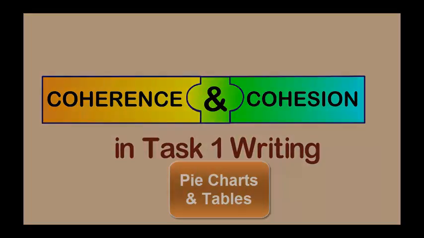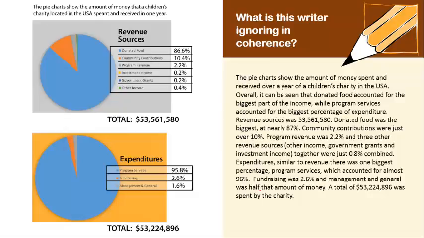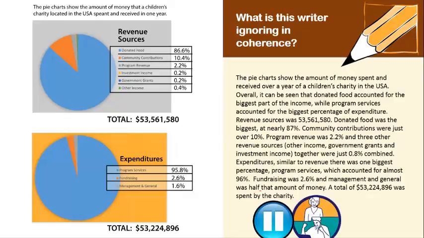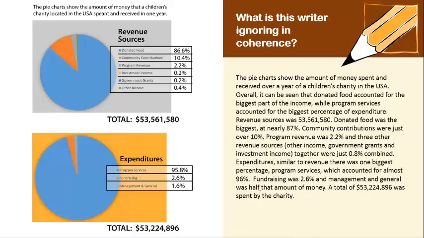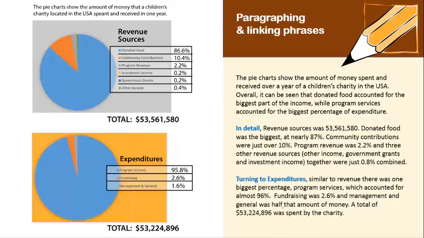Have a look at the pie chart. What is this writer ignoring in terms of coherence? There's something very clear there. Won't give you too long. There's no paragraphs, is there? And also no linking phrases between paragraphs and introducing the paragraph. So it's very easy to change that and improve that by splitting the paragraphs and using some phrases to introduce each paragraph. Topic sentences in a way.